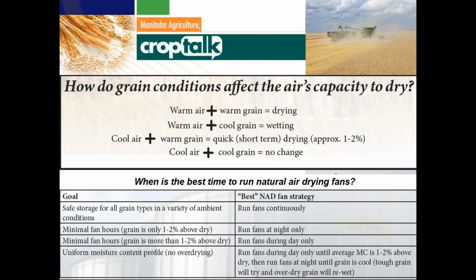If the grain is only 1 or 2% moisture above dry, run the fans at night only. So you've got wet grain, but you're throwing cool air onto it, and you might get that odd short-term drying there. By running cool air through it, which will be your night hours, you'll be able to keep it, or in some cases you might even bring it down a percentage or so, depending on the relative humidity outside. If your grain is more than 1 or 2% above dry, run fans during the day only.